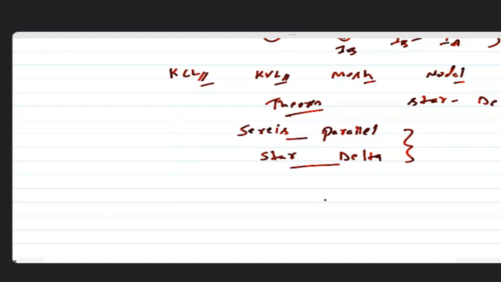So what will be my flow during the subject, during our learning? KCL, KVL, mesh, nodal. After that, connection of resistance. This is very important: series connection, parallel connection, star connection, delta connection. Then we will start theorems.